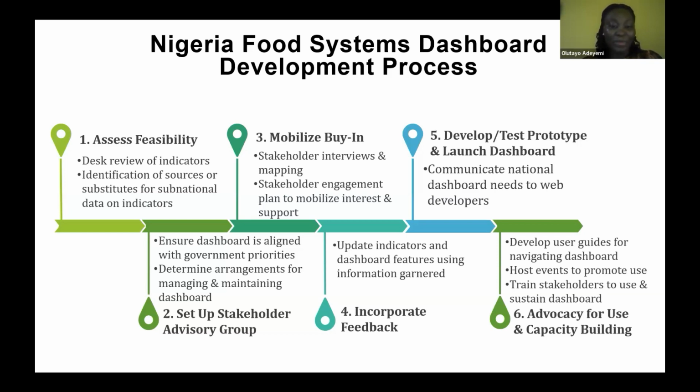And then we have the private sector, the Nigeria Governors Forum, and the UN agencies, WFP and FAO, at the country level. And so this stakeholder advisory group ensures that the dashboard is aligned with government priorities. The Federal Ministry of Budget and Economic Planning has adopted the dashboard as a monitoring tool for food systems transformation. And the Nigeria Governors Forum is also using some of the indicators on the dashboard to assess the performance of states on transforming their food systems.